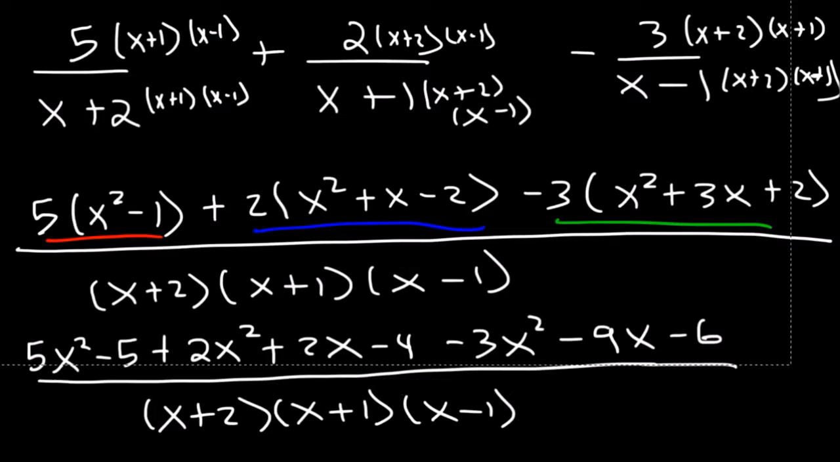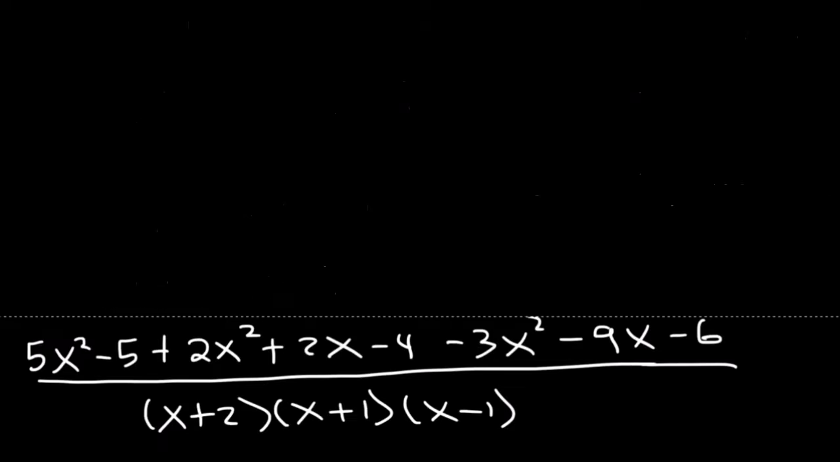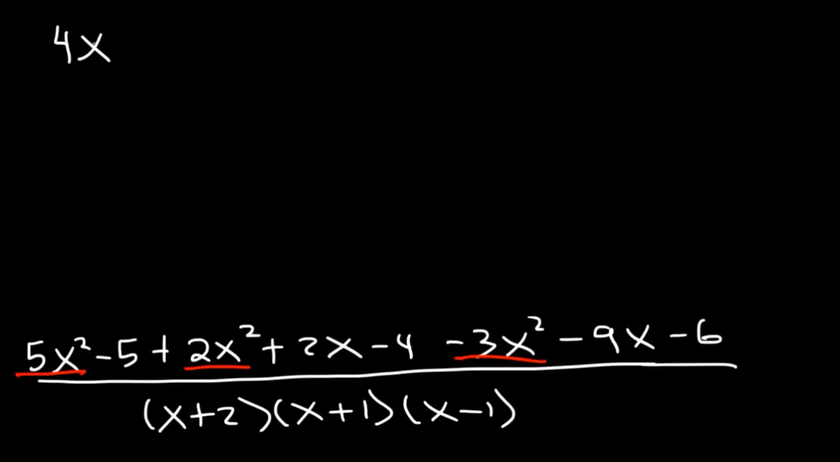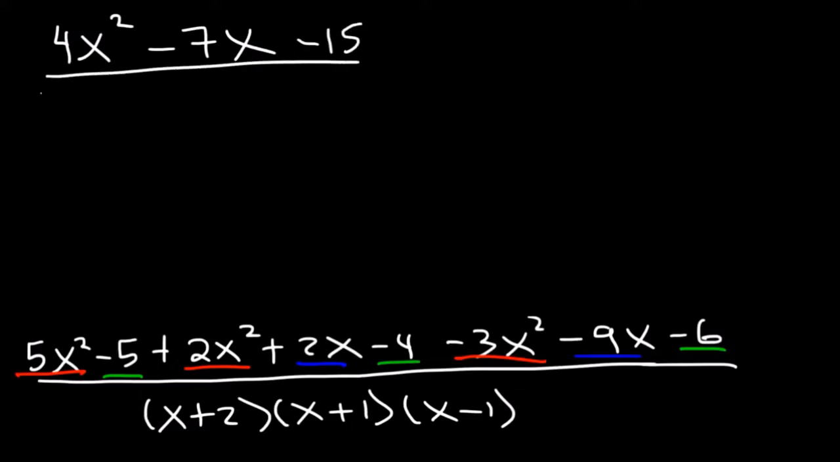Now let's clear away a few things. So now what we need to do is combine like terms. 5 plus 2 is 7, and 7 minus 3 is 4. So we're going to have 4x squared. Now 2x minus 9x, that's going to be negative 7x. And then we have negative 5 minus 4, which is negative 9, minus 6, that's going to be negative 15, divided by this stuff.